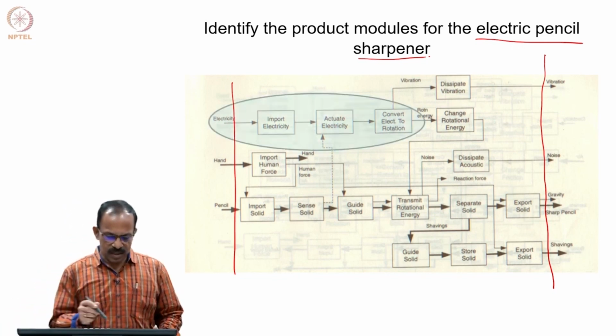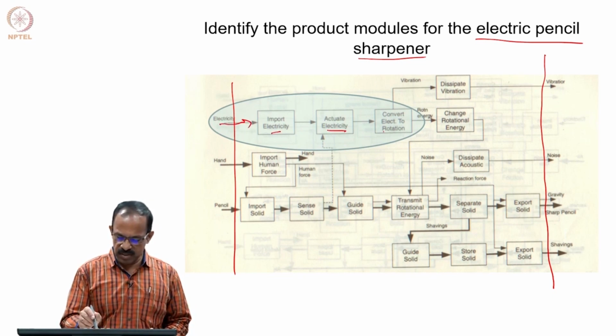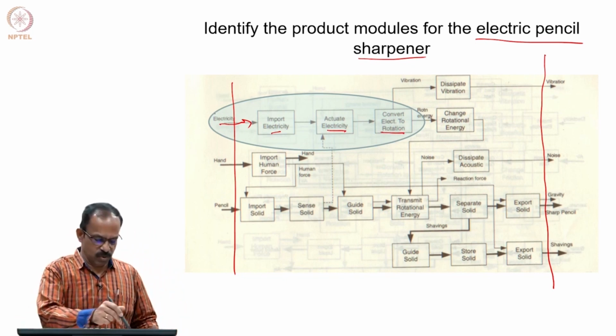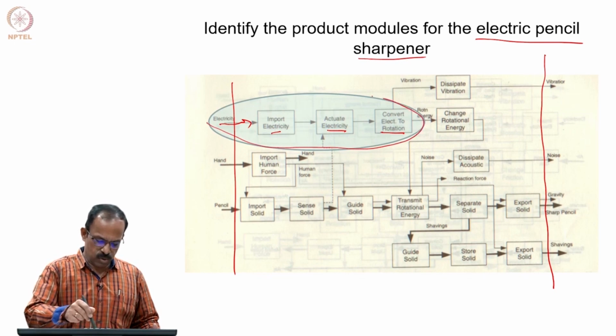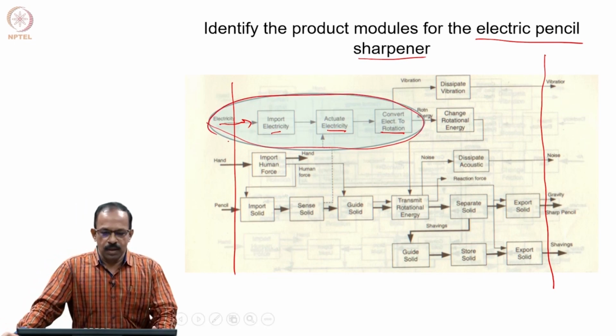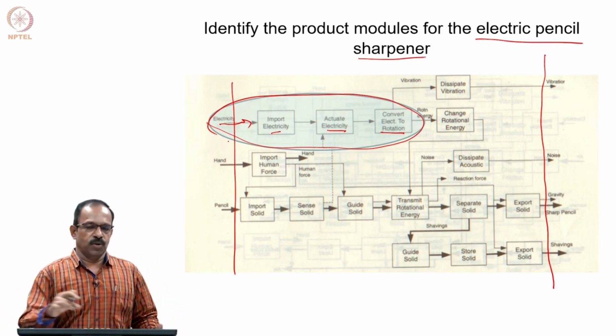You can see electricity as a dominant flow here. Electricity is coming: import electricity, actuate electricity, convert to rotation. So, up to here it is electricity. We will put these 3 functions into a module, saying that this is the electricity module, and after conversion it becomes something else. So, we do not put those functions as part of this one.